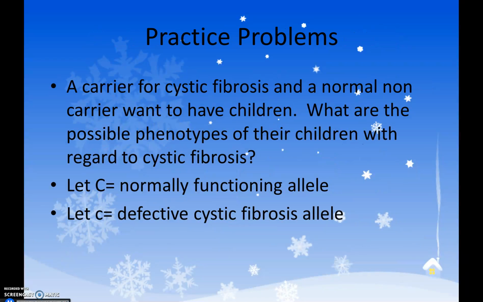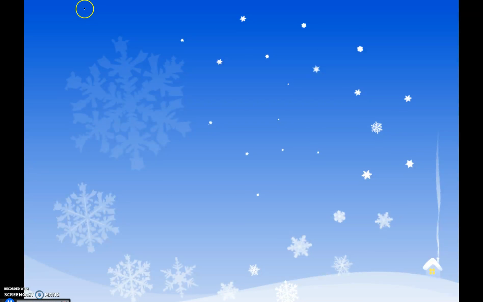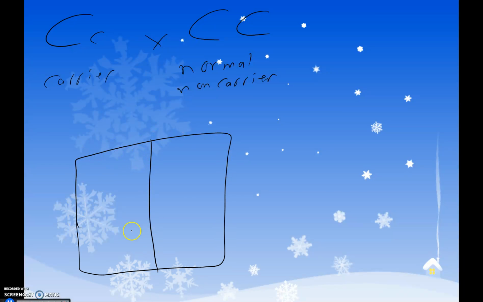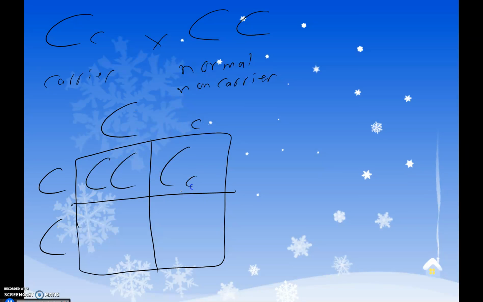Here's a practice problem. A carrier for cystic fibrosis and a normal non-carrier want to have children. What are the possible phenotypes of their children with regard to cystic fibrosis? So let me get to a blank screen. Here's our carrier. And here's someone who is not a carrier. They do not have the disorder either. So we'll say normal, non-carrier. This is the reverse of the autosomal dominance as far as what capitals and lowercases stand for, so you have to identify these properly. Put our carrier here, our non-affected individual on the side.